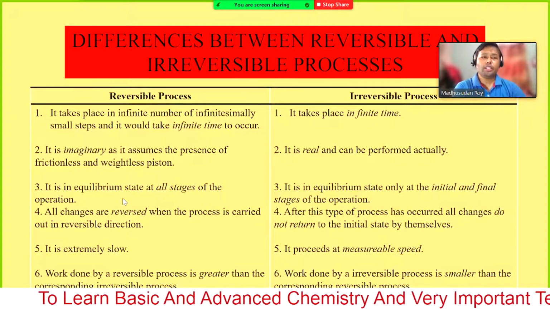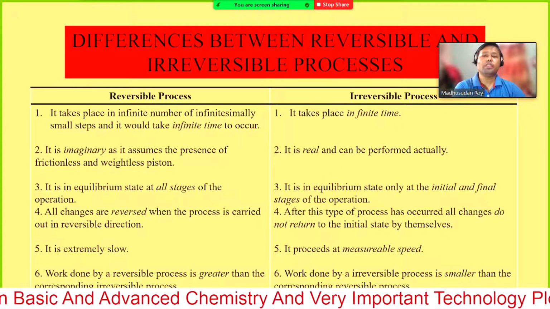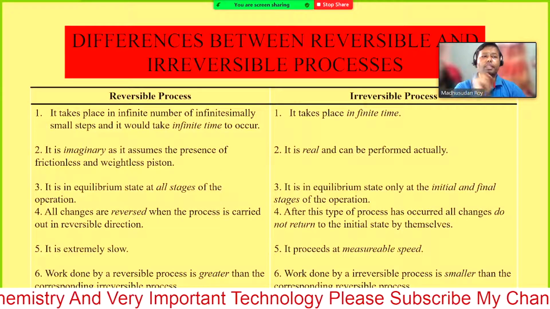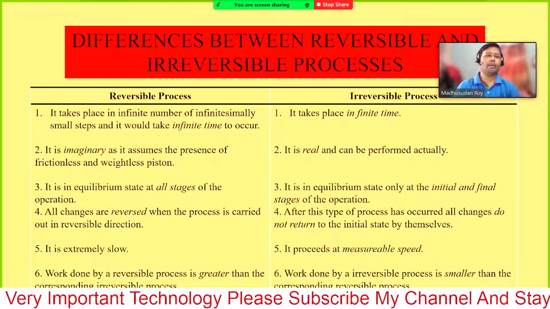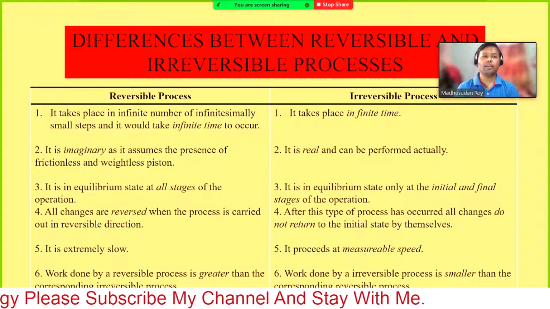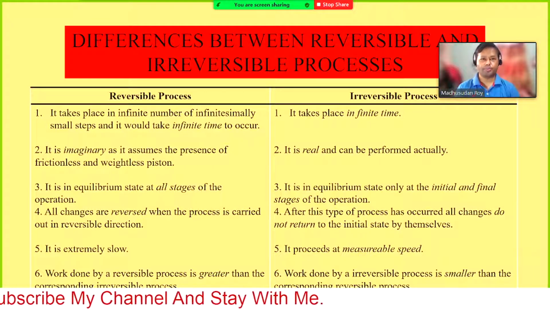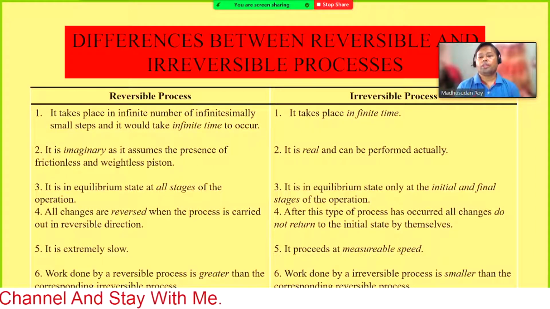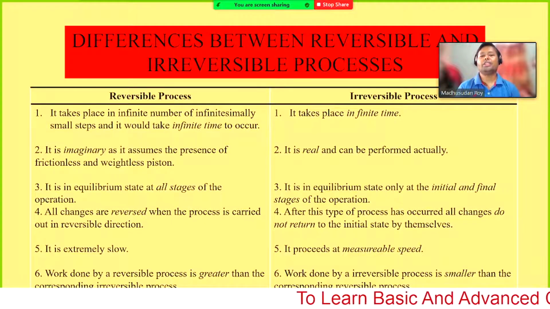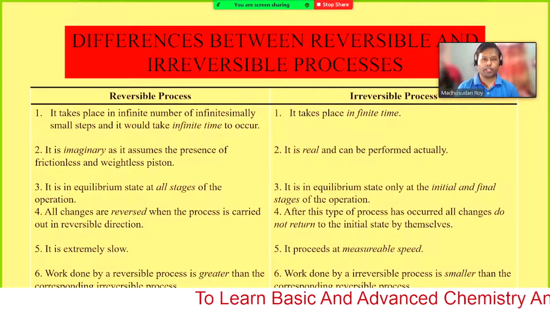That means for a reversible process, we need to perform the process over a very long time and by changing in very small steps. So every situation, at the initial, final or in the middle, everywhere it is in equilibrium. But in case of an irreversible process, it is only in equilibrium at the beginning or initial and final stage. Then all changes are reversed when the process is carried out in the reverse direction.